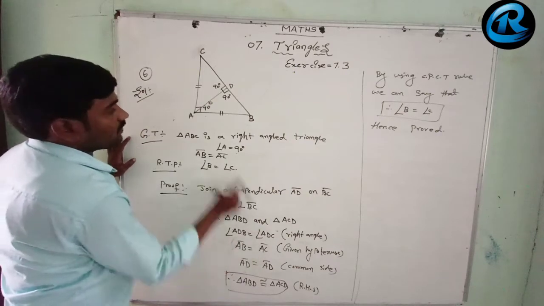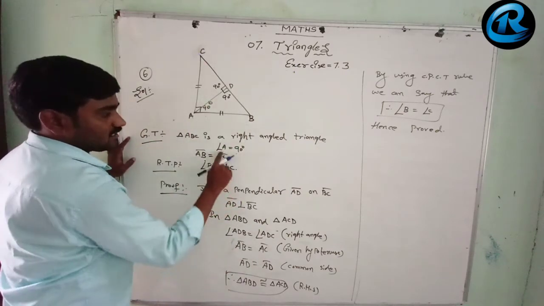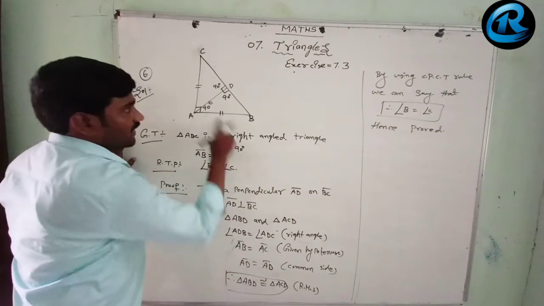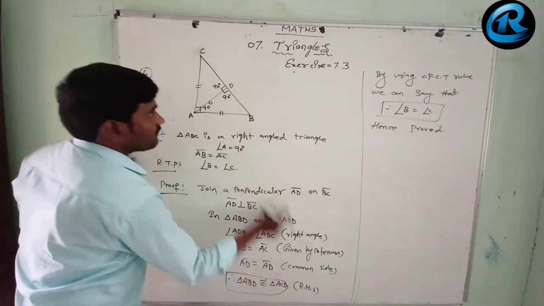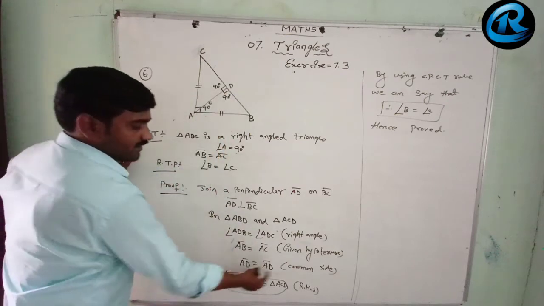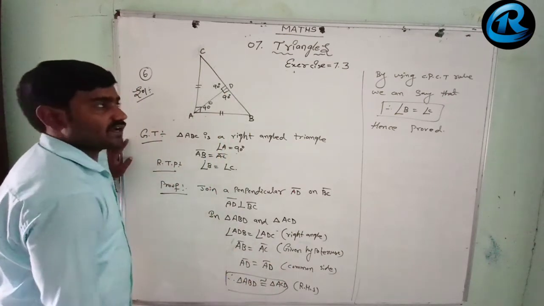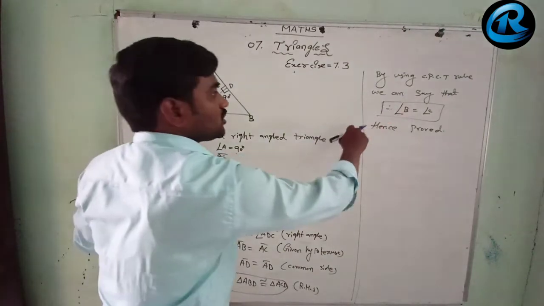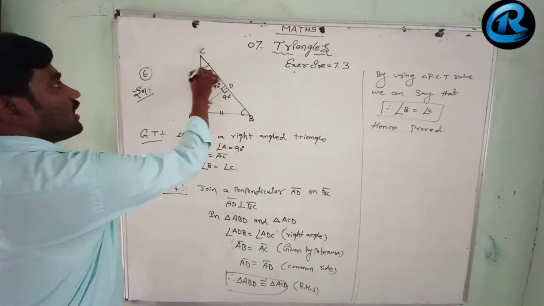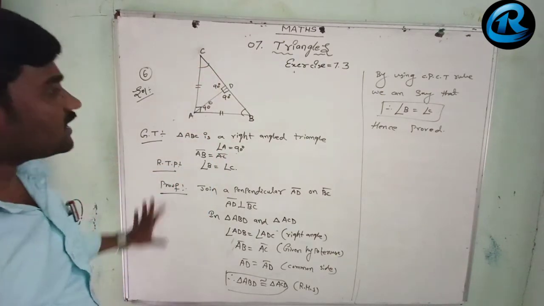And AB equal to AC, already given here. So I have written that. AD equal to AD, this is a common side. Right angle, hypotenuse, side. By the RHS rule, these two triangles are congruent. By using the CPCT rule, angle B equal to angle C. Hence proved. Now these two angles become equal.